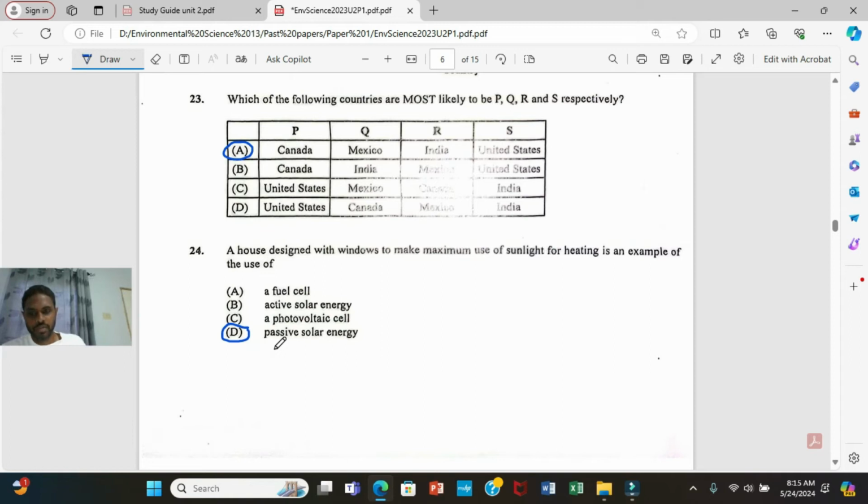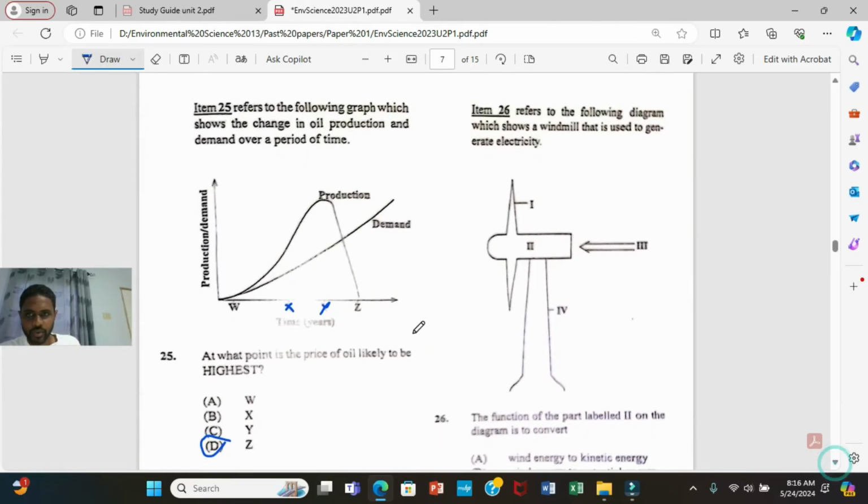So the opposite would be active solar energy. An example would be a photovoltaic cell. Those would be opposite. With passive solar energy, the energy is not stored. Once the sun comes up, it warms the building, and the warmth is used immediately to warm the building. The energy is not stored up for later use in a battery. All right, item 25 refers to the following graph, which shows the change in oil production and demand over a period of time. At what point is the price of oil likely to be highest? And the answer is Z.